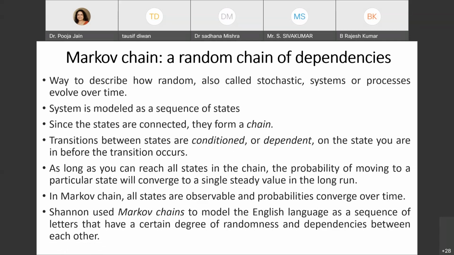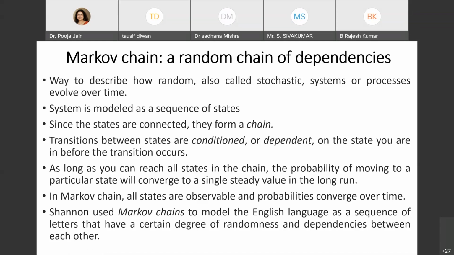The system is modeled as a sequence of states. What is at state 0, what is at state 1, what is at state 2, like that. So it is nothing but a sequence of states. Okay? And here each and every state is connected. When each and every state is connected and it is a sequence of steps, it forms a chain, and this chain is known as a Markov chain.